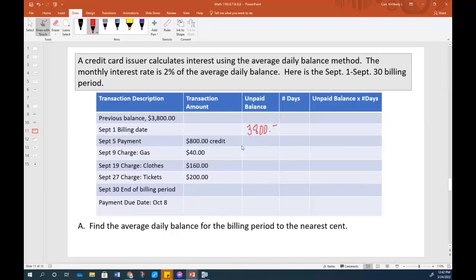$3,800, it says so on the statement. Then I pay off $800, I now owe $3,000. I charge $40. I charge another $160. And then I charge another $200.